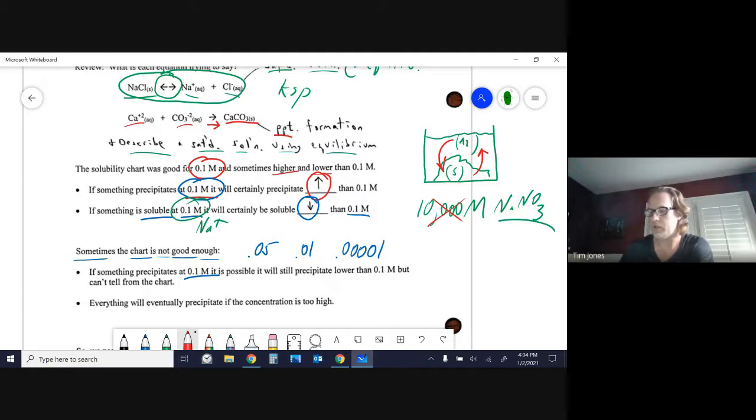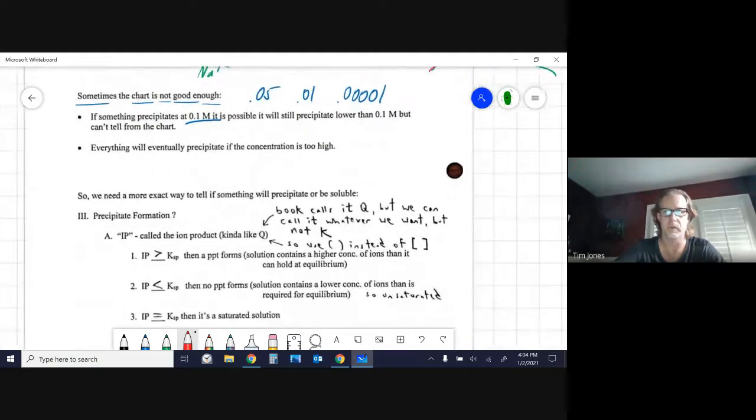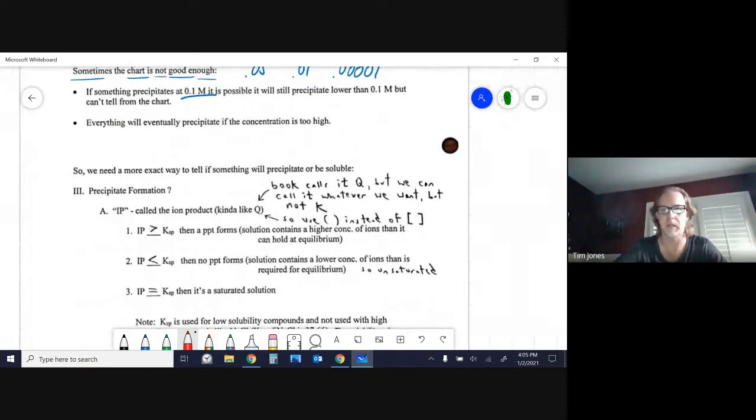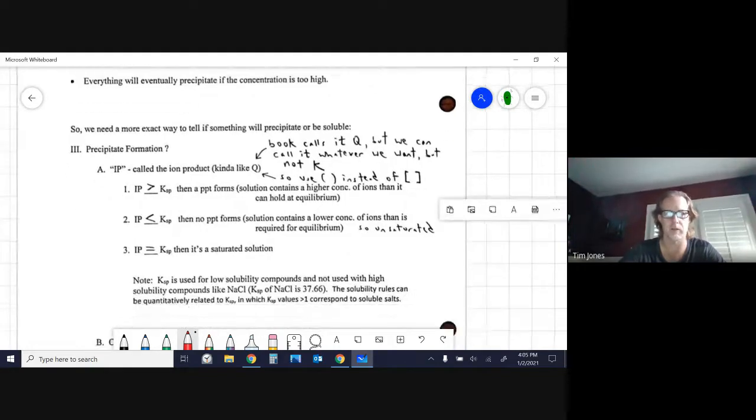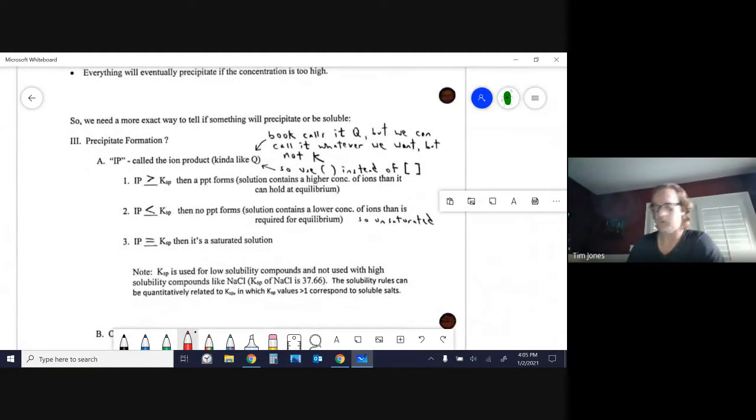So the ultimate tool is not the chart. It is comparing the KSP to the current ion concentrations. So that's why this section says precipitate formation. Is it going to precipitate or not? This tool is useful regardless of the chart. It'll either verify the chart is correct, or it will solve those situations where the chart doesn't work. So this is really the proper way to do it, but as you're going to see, it's a lot more work.